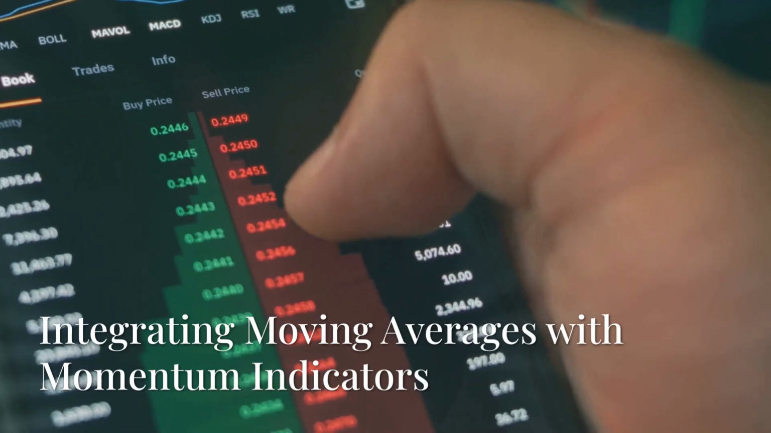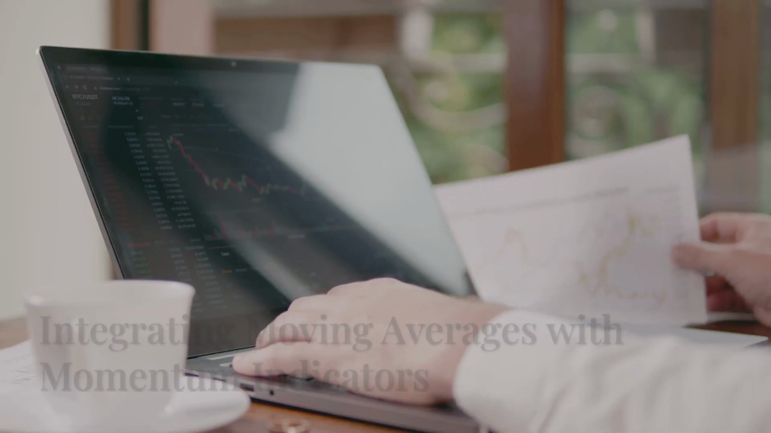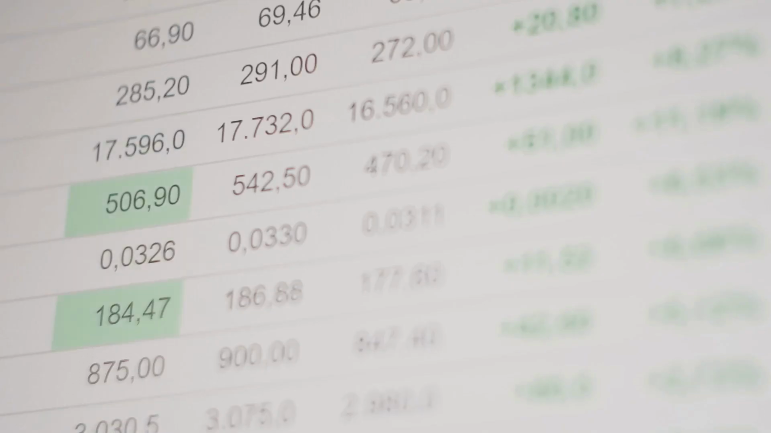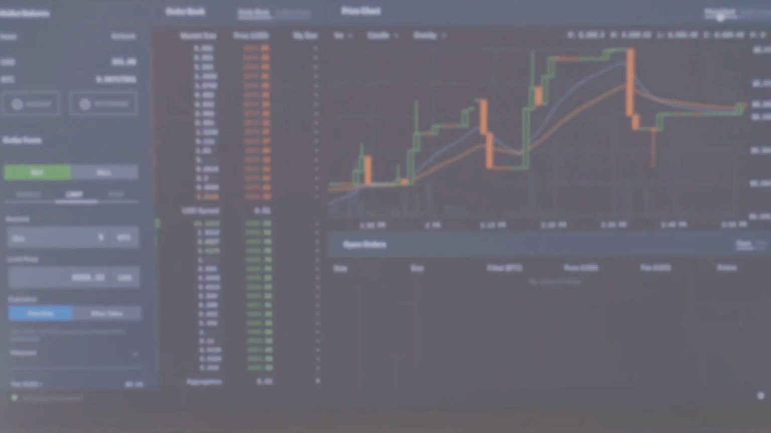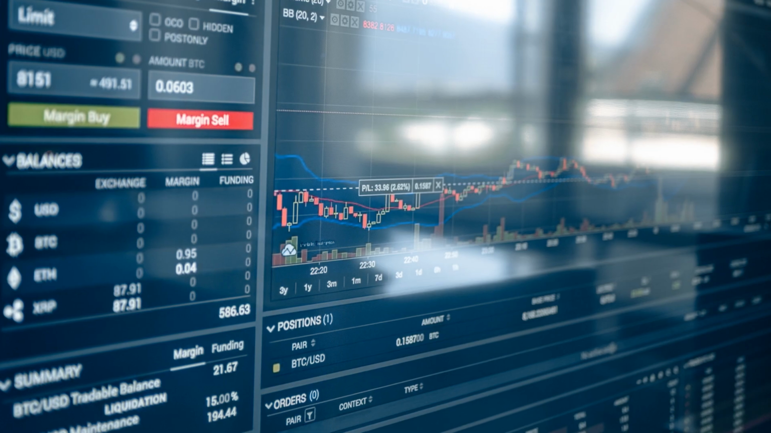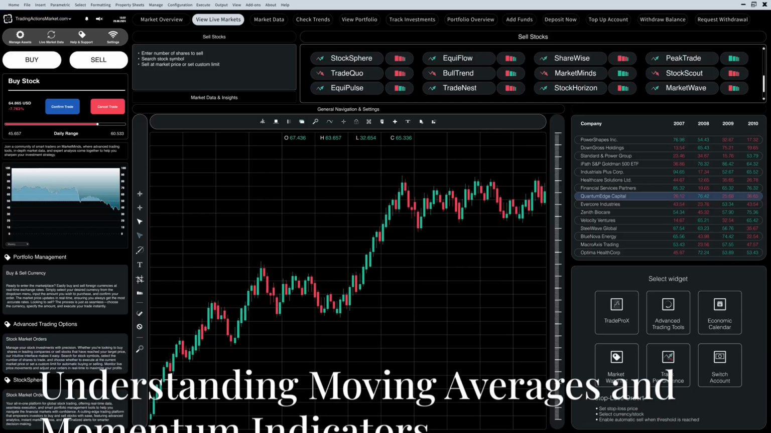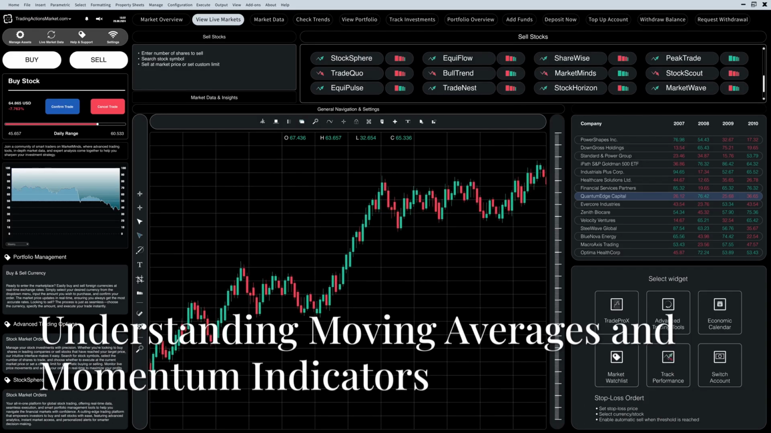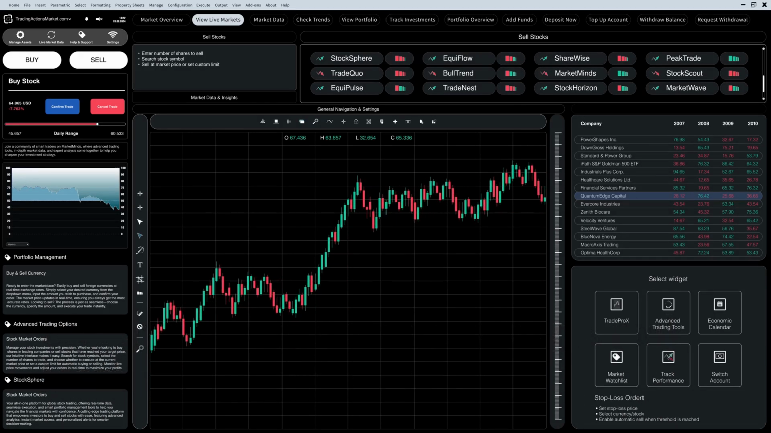By combining moving averages with momentum indicators like RSI and MACD, traders can gain robust insights into both market trends and those subtle momentum shifts. This kind of strategic integration, honestly, can really improve a trader's ability to spot trade setups, confirm their signals, and manage risks more effectively. So let's talk about understanding moving averages in combination with momentum indicators.